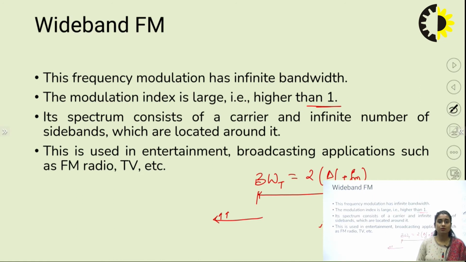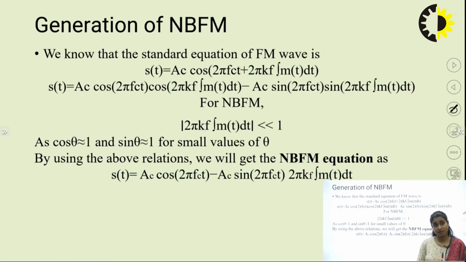Now the next thing we talk about is how do we generate FM. There are different ways of generating FM. Like we discussed, there are 2 types of FM, narrowband and wideband FM, so how to generate it. If I specifically talk about generation of narrowband FM, we know that the standard expression for FM can be written as s(t) = Ac cos(2π fc t + 2π kf ∫m(t) dt). What does it mean? Here Ac is my carrier amplitude and fc is my carrier frequency. Here kf defines my frequency sensitivity. This is the integration of the message signal, right?